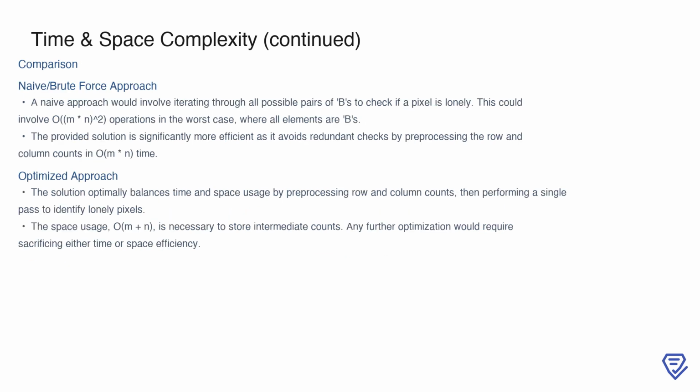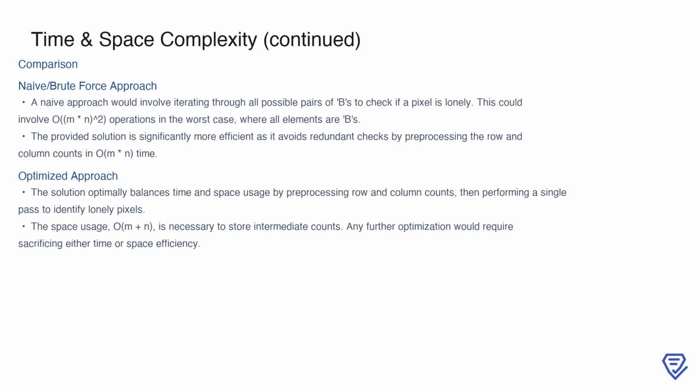When we compare this solution to a naive approach, the efficiency becomes even clearer. A brute force method would involve checking each potential pair of Bs to determine if a pixel is lonely, leading to O((m times n) squared) operations in the worst case, especially when the matrix is densely populated with Bs.